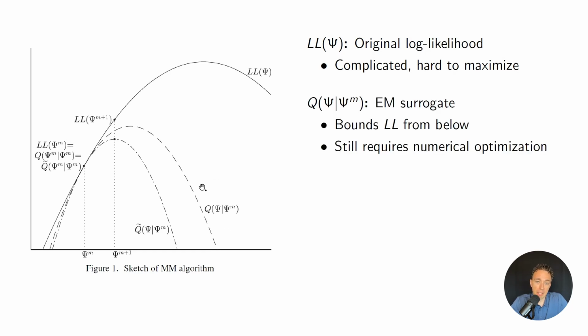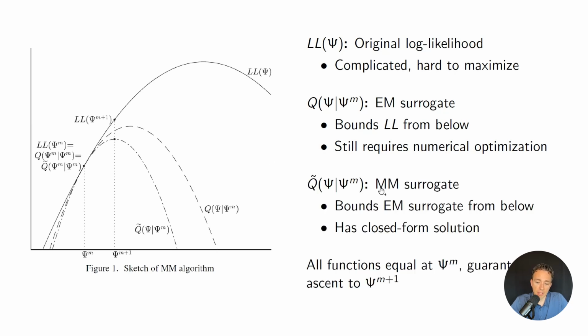Then we can contrast the EM surrogate function with the MM surrogate function. So the EM algorithm uses a surrogate function to introduce that additive separability into the sequential likelihood maximization, but we still have to use numerical optimization to get the next step in our parameter vector. So it is slightly easier to optimize than our log likelihood function.